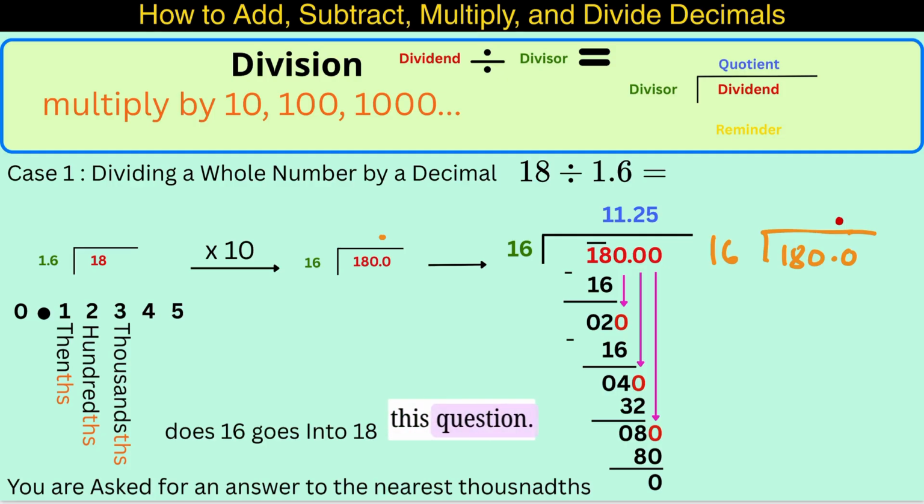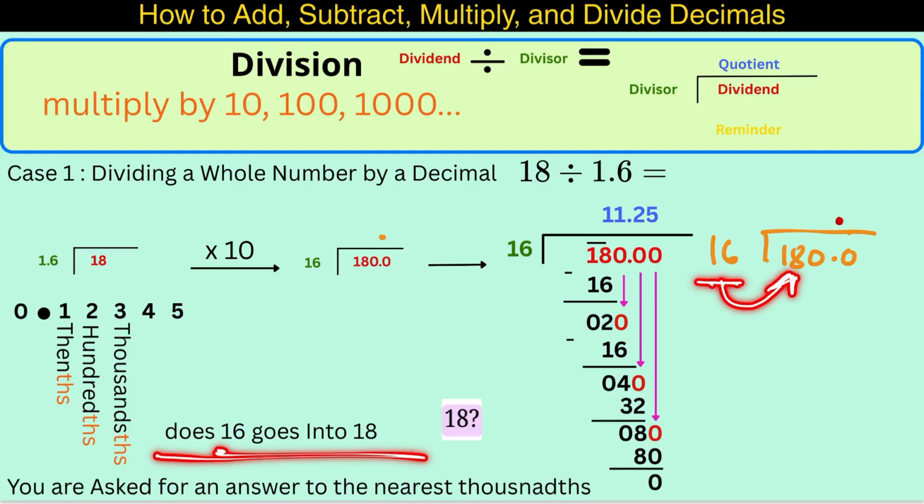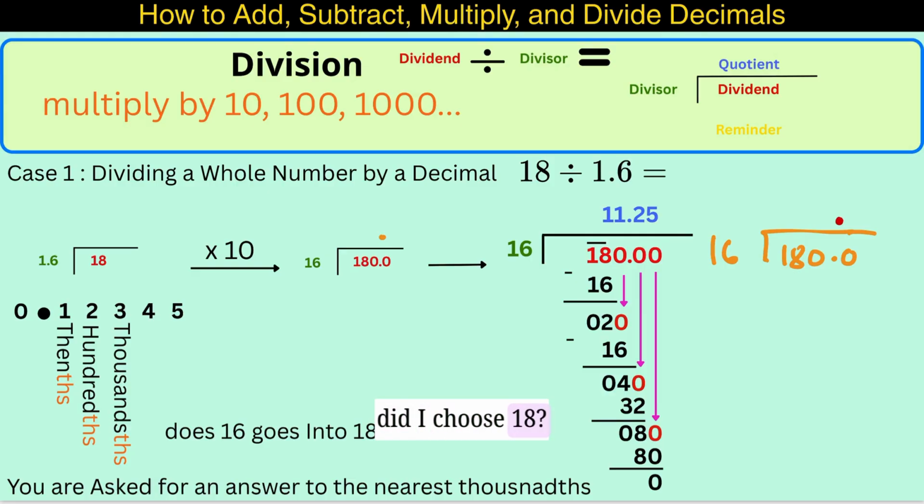Now I will ask this question. Does 16 go into 18? Why did I choose 18? How come I didn't choose the whole 180? The reason is that 16 is smaller than 18. If this number were bigger than 18, then I would choose the third number. So, does 16 go into 18? Yes. How many times? 1. So I'm going to put 1 here.